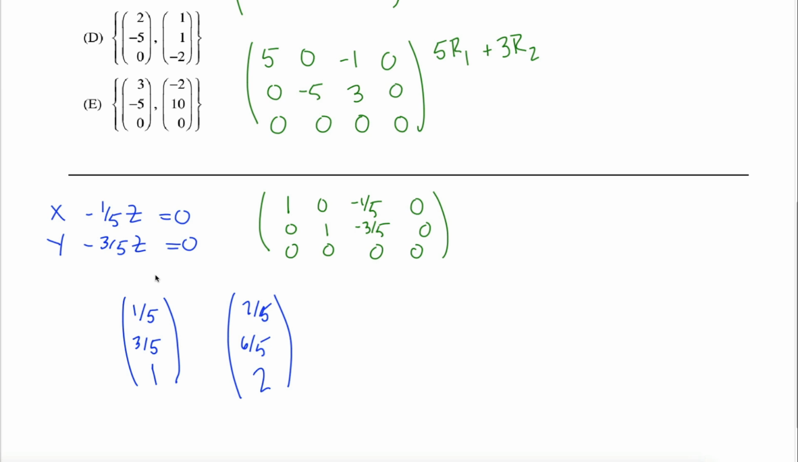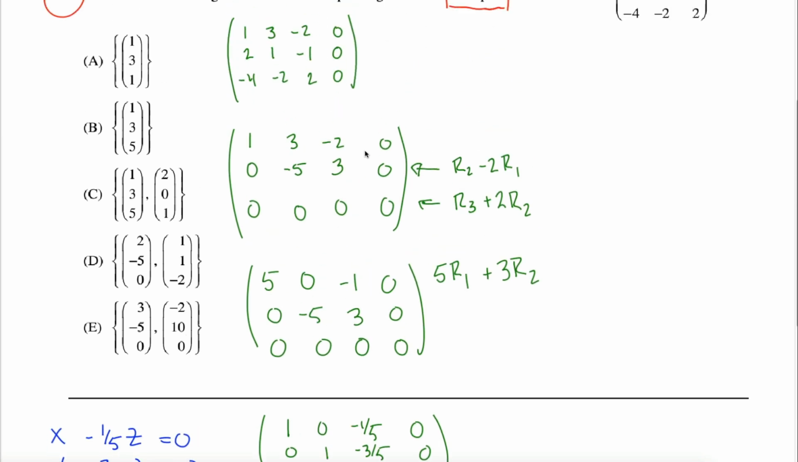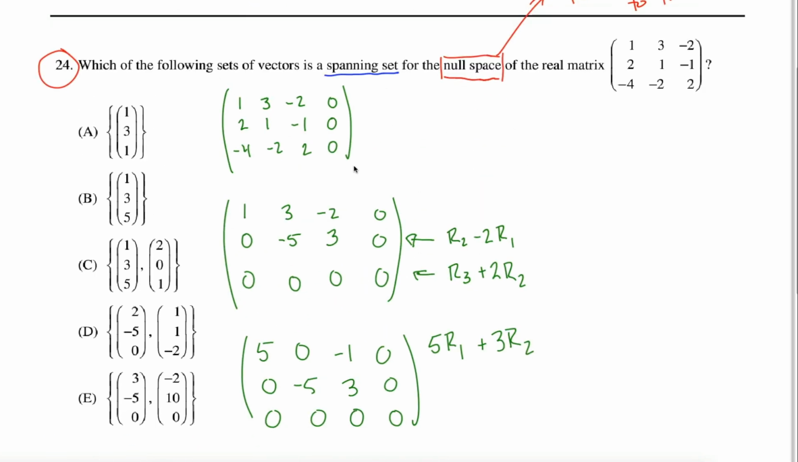What I'm saying is really we get a solution from any scaling of this vector right here. Typically, this is written with a t out in front. That's the parameter. And we can choose whatever we want for t other than 0 and get our basis vector. That basis vector will be our spanning set, and we'll be done with the problem.